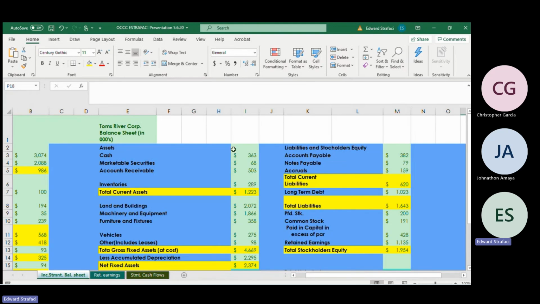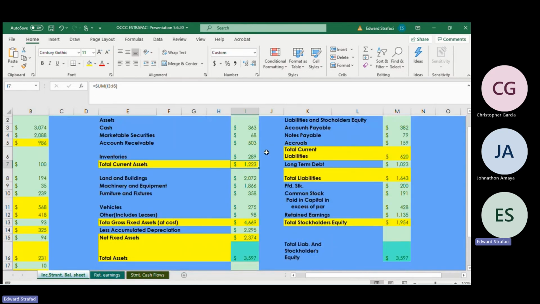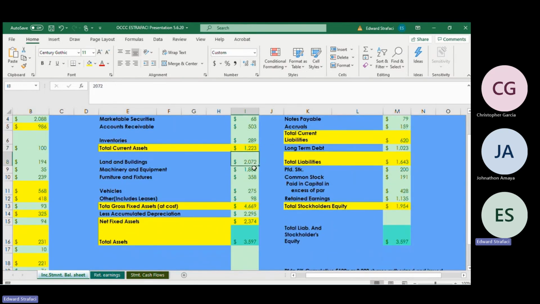So when you add these up, you get your current assets, and that's why I have it in yellow. And you'll notice I sum them up here. And then we get to the more illiquid assets, which is your land and building, your machinery and equipment, furniture and fixtures, vehicles. These are things that are illiquid, capital goods, things that we use to make other things. And when we add the gross fixed assets at cost, at what it cost us, we come up with that number. We sum it.